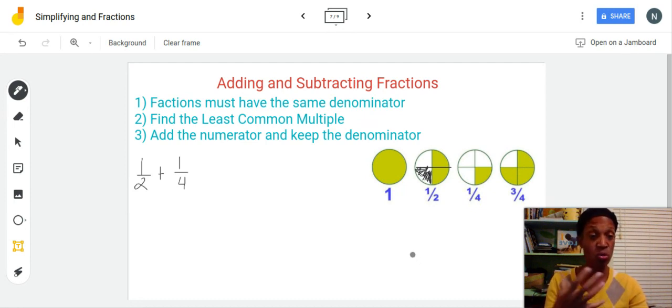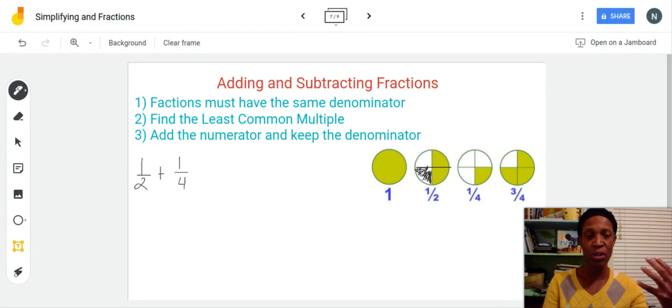As you can see, you can draw pictures to represent the fractions and figure it out that way. So let's see if we get 3/4. So here's 1/2 plus a fourth. The first thing we must do is make sure the fractions have the same denominator. As we can see here, they do not. So if they do not, we have to find the least common multiple. How do we do that?